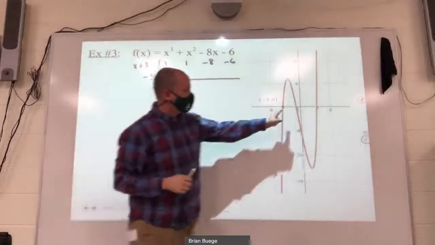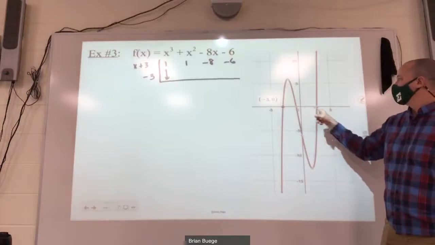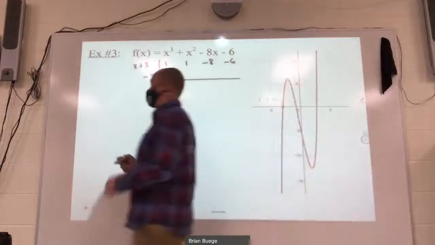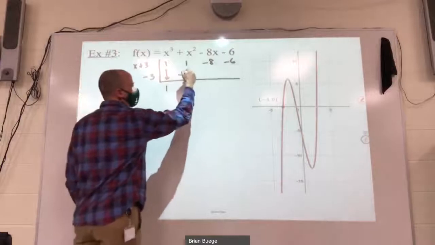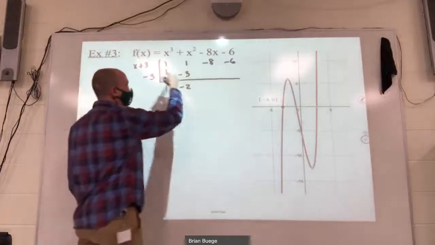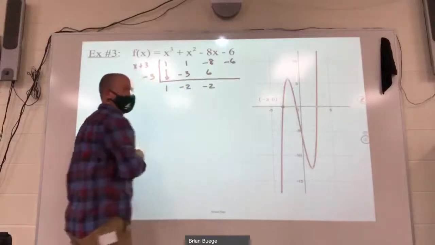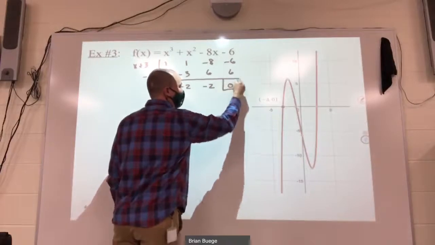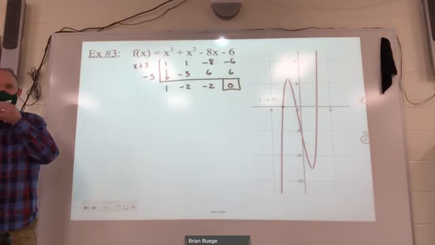Because these other 2 zeros, by the way, if you take a look, they're not the nicest things in the world. They don't happen to cross at real nice spots. So we have to try to figure out where those are. So here's our process. Bring down the 1. Multiply, I get -3. Add, I get -2. Multiply, +6. Add, I get -2. Multiply, +6. And I add, and sure enough, there's the remainder. Okay, we confirmed that it is a factor, like we knew it was off of the graph.